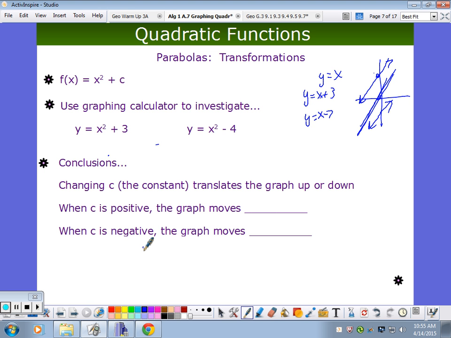So here are some of the conclusions. We can write this down, right? When c here is a positive number, what happens? The graph moves up. When c is a negative number, the graph moves down. It's up there somewhere. We should write that down.